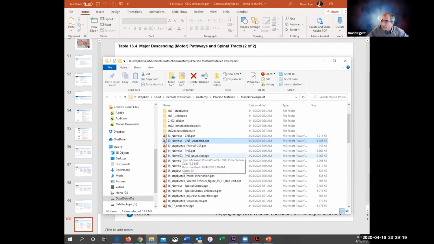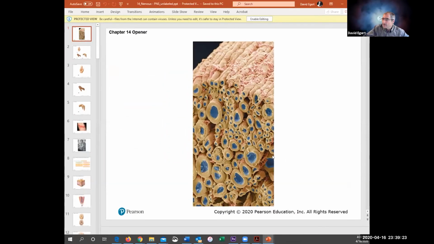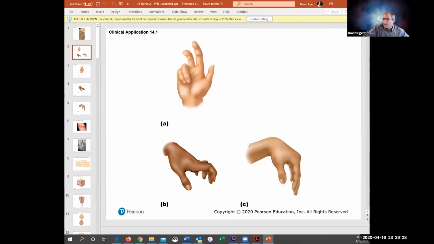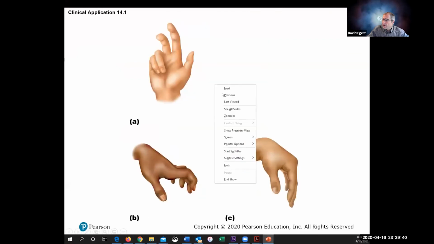13, 14. I'll go to the unlabeled since that actually is kind of useful. Oh, this is like a nerve. It's kind of cool looking. All right. What nerve? In fact, this is, let me get my little, turn this on.